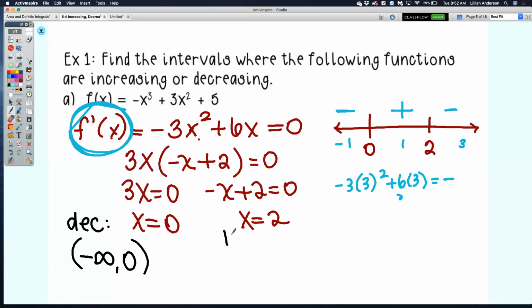What's happening from, well, I kind of already gave it away. But from 0 to 2, the graph is what? Positive. That means it is increasing. Very good. And then what about from 2 until infinity? What's happening? It's decreasing.